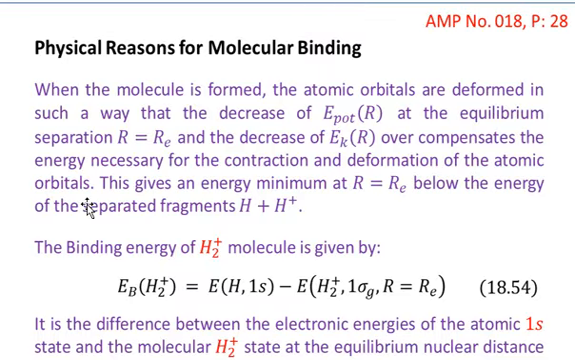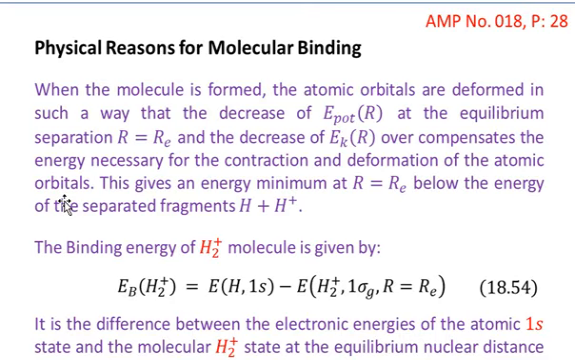So let me read this paragraph once more. When the molecule is formed, the atomic orbitals are deformed in such a way that the decrease in potential energy at the equilibrium separation R equal to R_E, and the decrease in kinetic energy overcompensates the energy necessary for the contraction and deformation of atomic orbitals.